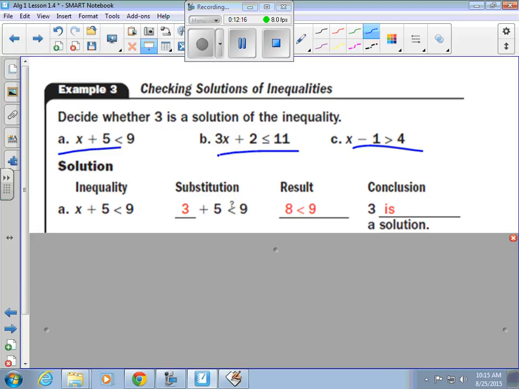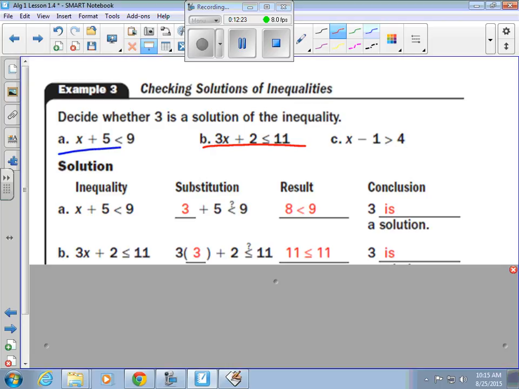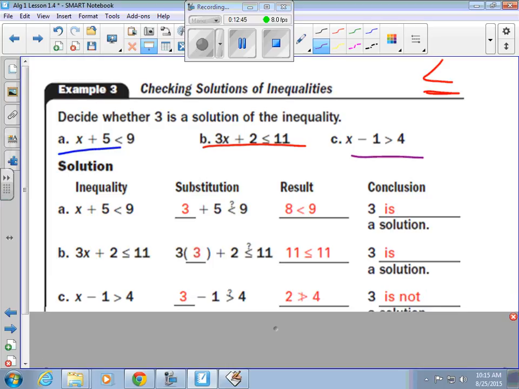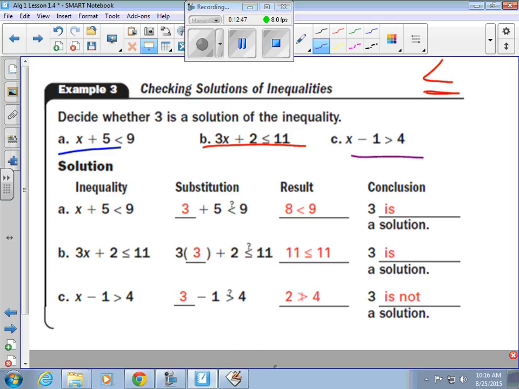That's true. When you plug in 3 for this one, 3 times 3 is 9, plus 2 is less than, that says or equal to. Remember, it's not less than, but it says or equal to. Therefore, that one is a solution as well because of the or equal to part. And then the last one says x minus 1 is greater than 4. When you plug in 3, 3 minus 1 is 2, is greater than 4. That one is not a solution. 2 is not greater than 4.